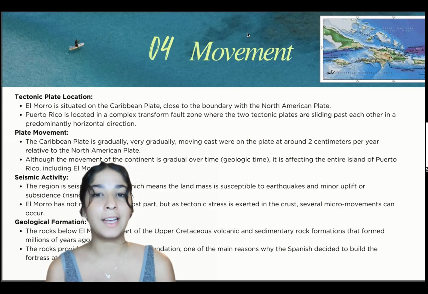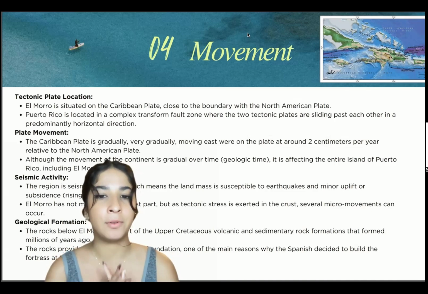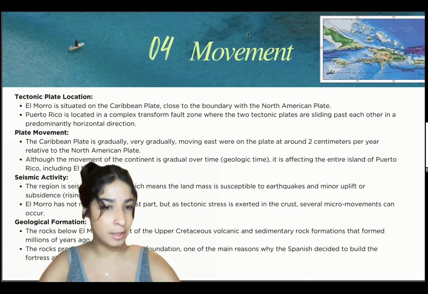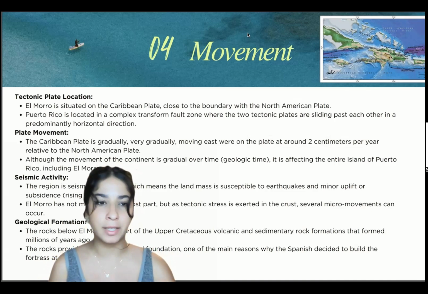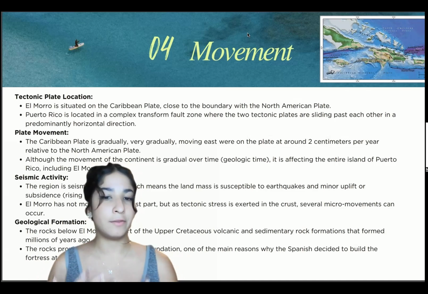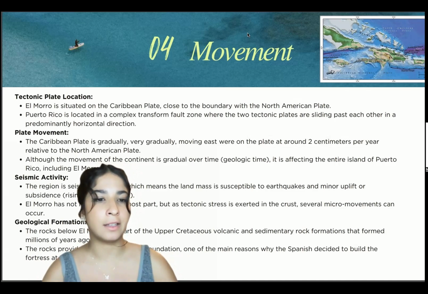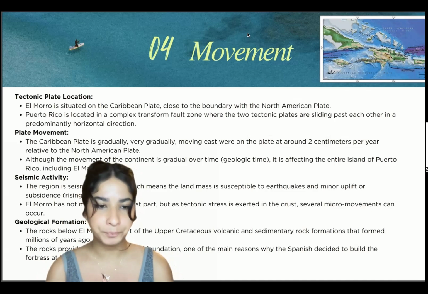It is very gradually moving east. We're on the plate at around 2 centimeters per year relative to the North American plate. And it is very gradual over time, but it is affecting the entire island of Puerto Rico, including El Morro.